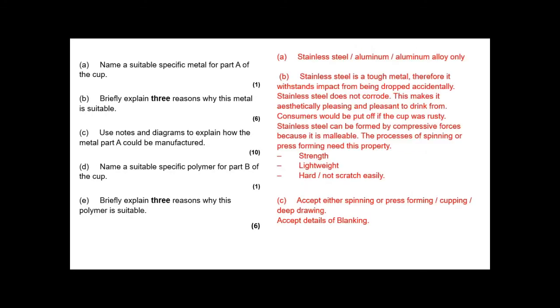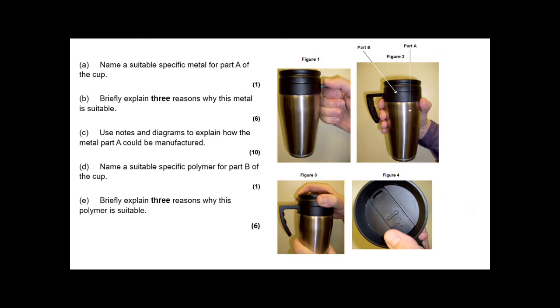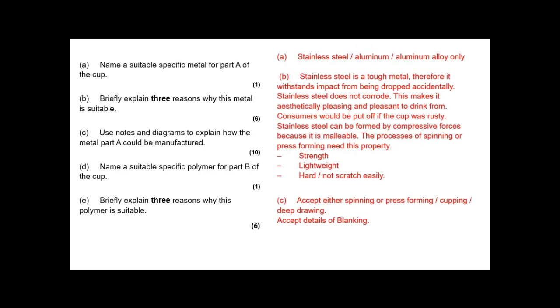together. Okay, so pause the video, have a go, use your textbook, your notes to try and answer, and we'll talk through the answers. So suitable metal for the cup, most commonly most people probably said things like stainless steel, aluminium, probably. They're always the go-to ones quite easily.